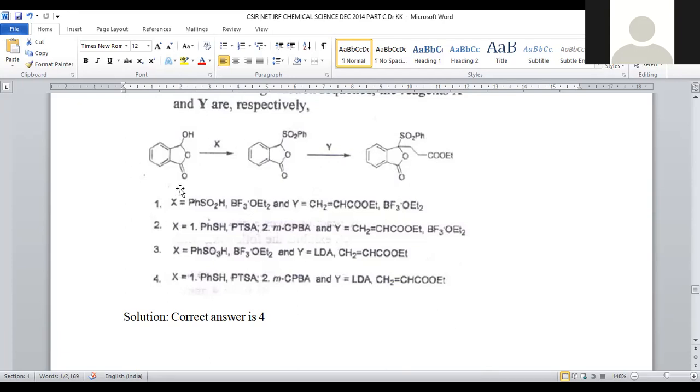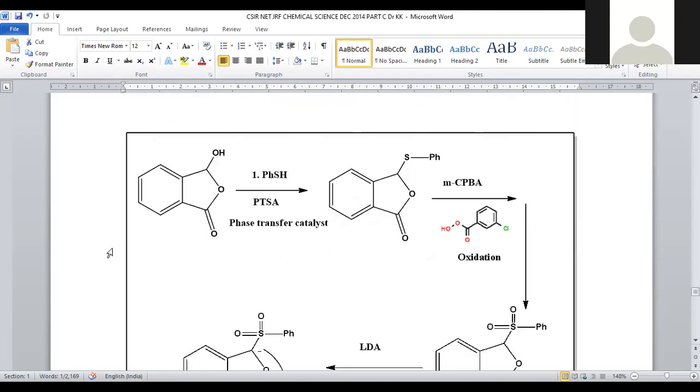Let us see what are the suitable reagents required for this kind of transformation. For that purpose, we are taking benzofused lactone and treating it with thiophenol. The exact name is thiophenol, because phenol is nothing but a benzene ring with OH. When a benzene ring has SH, that is called thiophenol.